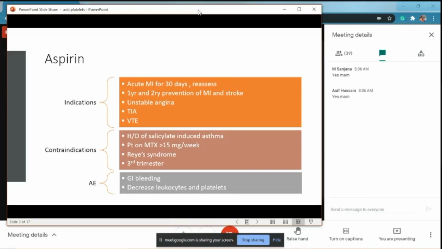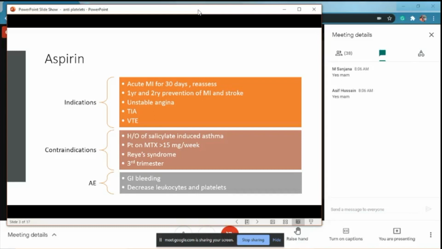That's all. So again, a patient on methotrexate more than 15 milligrams per week, it's contraindicated, but it's not an absolute contraindication. In a situation where we have to use it, like the rheumatoid arthritis example, we have to use it. We just have to monitor the methotrexate toxicity.